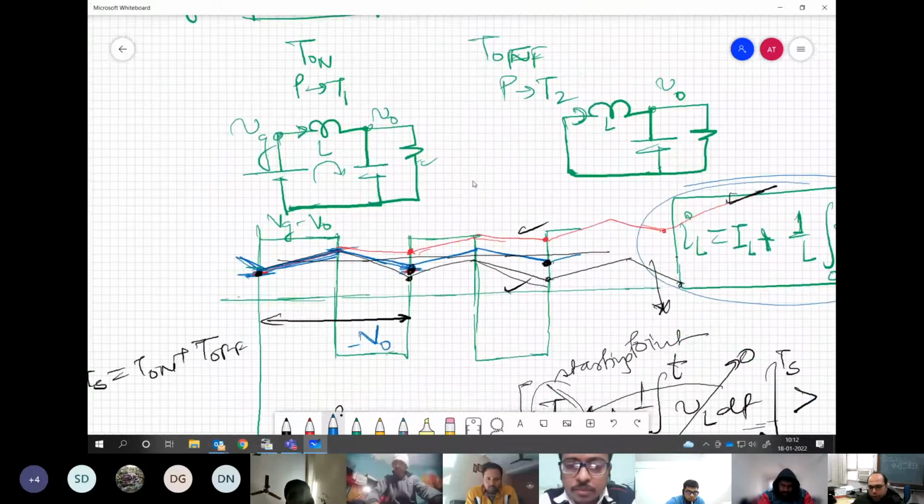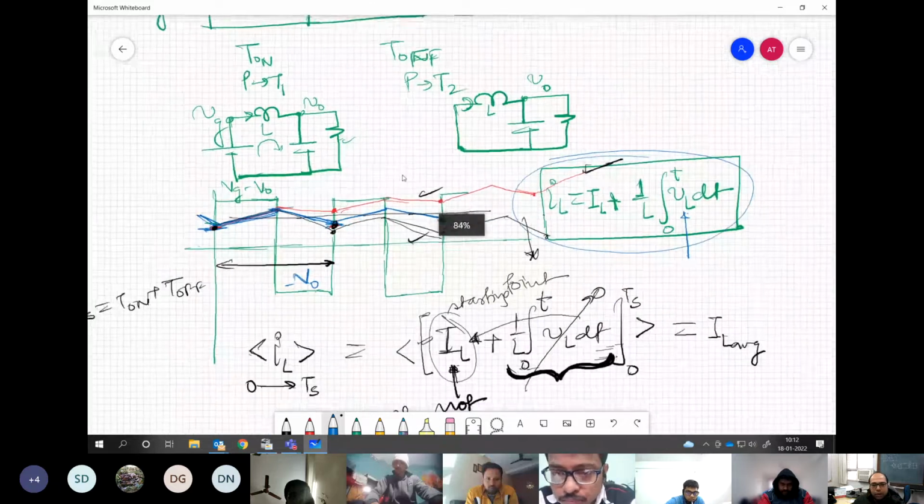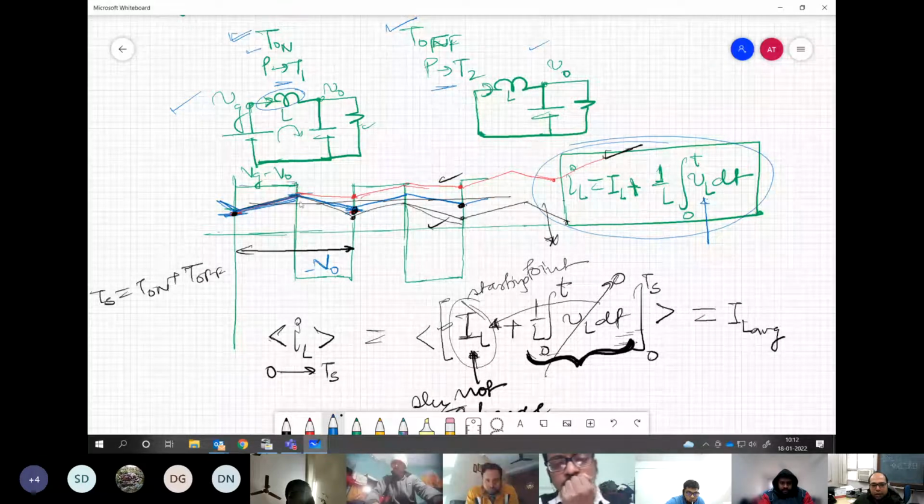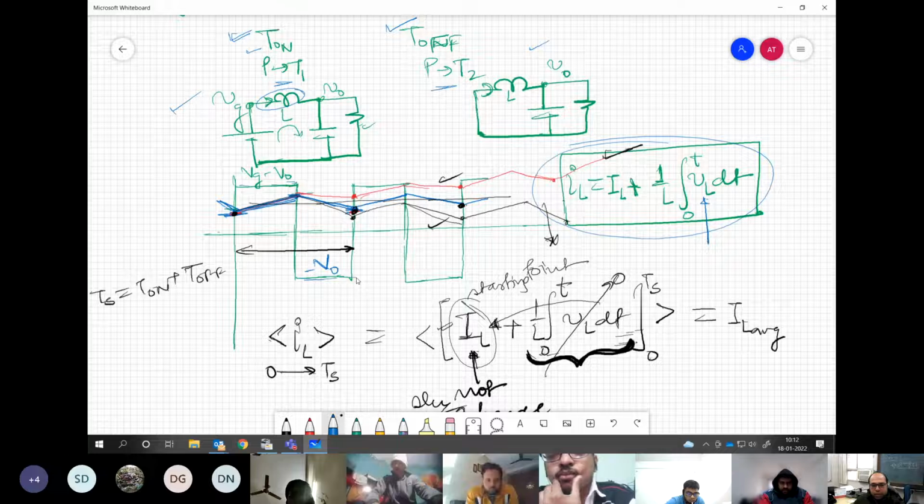Then we have tried to come up with the waveforms for this converter, and we see that two possible configurations are there. When the PT1 is connected, this is called on duration, and when PT2 is connected, this is called off duration. And we have tried to make the inductor voltage, what is getting applied across this inductor. So when it is on, this is basically Vg minus V naught, and in the other case it is minus V naught in case of T off.